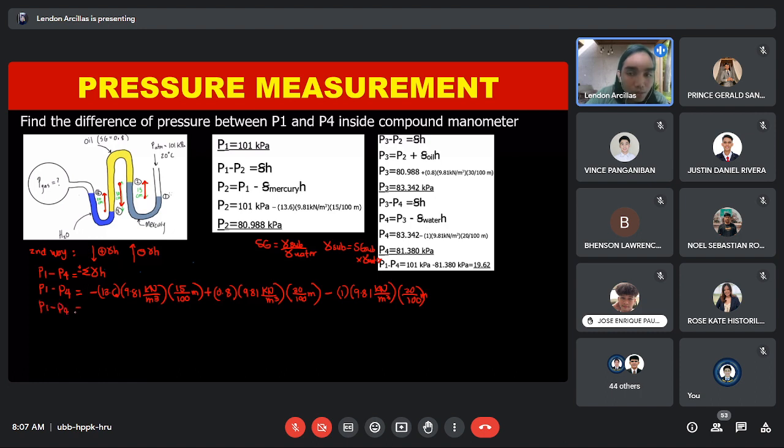Try to solve that one, makukuha mo yung 19.62. As you can see, ang ating unit dito ay kilonewton per square meter. Anong equivalent niyan? That is kilopascal. Okay. Gets ba? So that's how you solve the pressure difference.